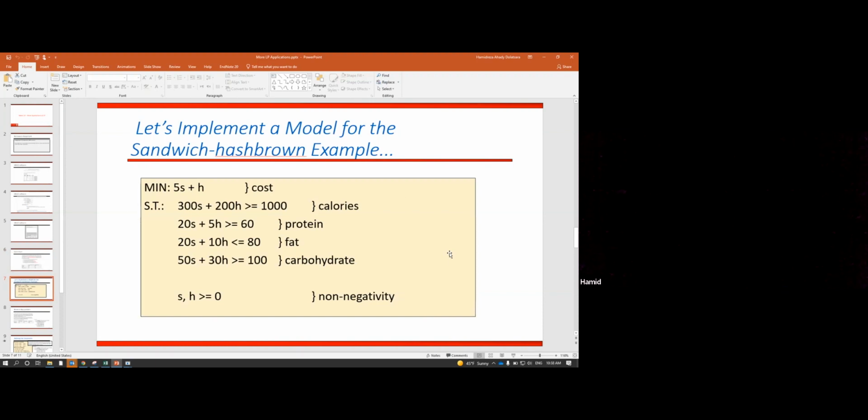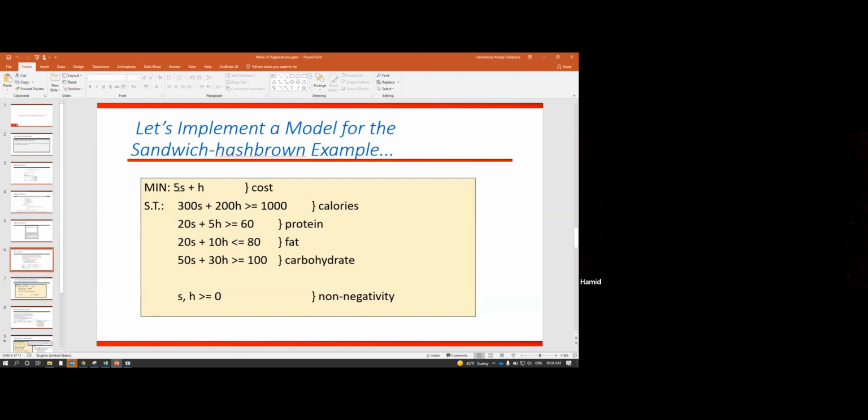So we minimize 5 times S. S stands for sandwiches, H stands for hash browns. Since the cost of a hash brown is 1, 1 times H is H, so we don't put 1 there. And we have 4 constraints: calories, protein, fat, and carbs. As you see, for each constraint, you have a different coefficient for H and S. Again, H stands for hash brown, and S stands for sandwiches.